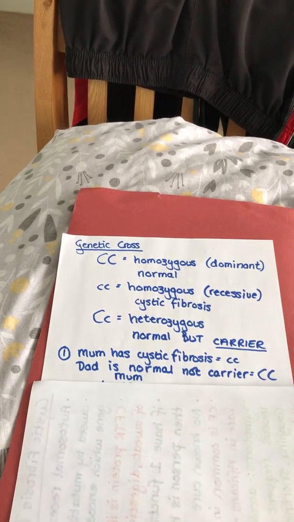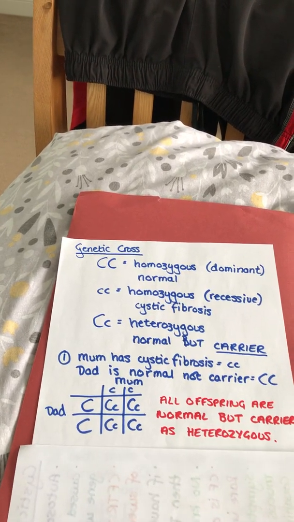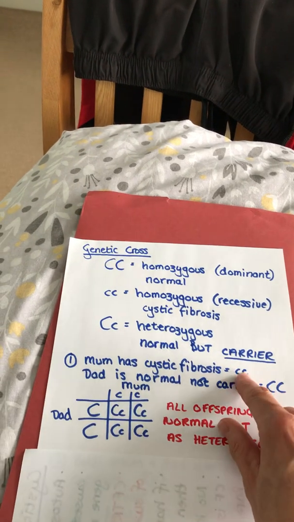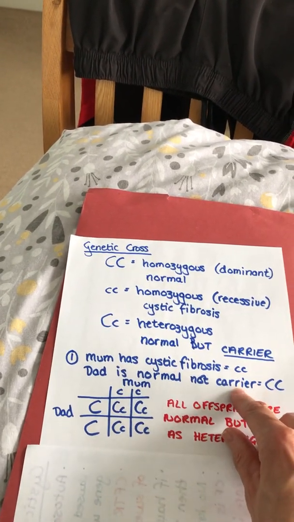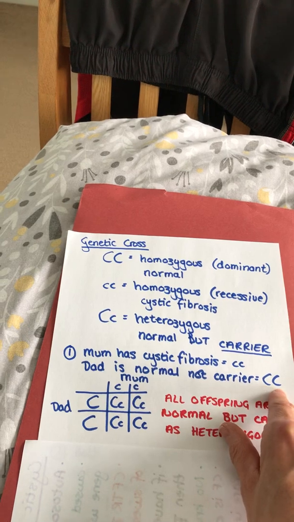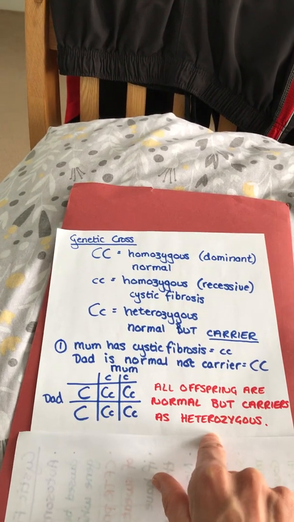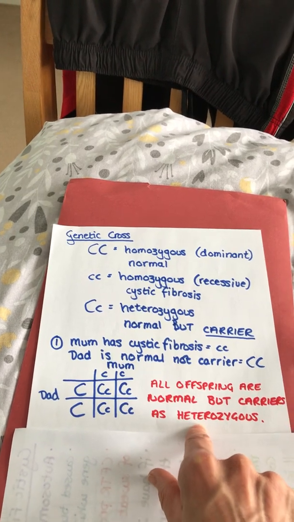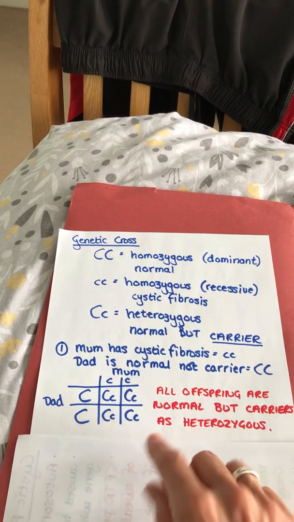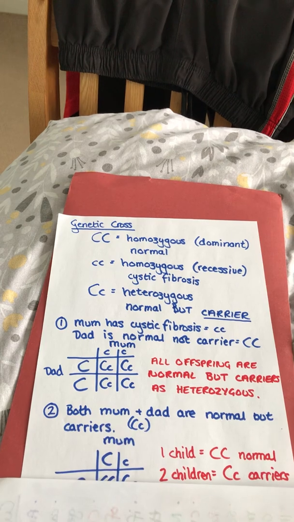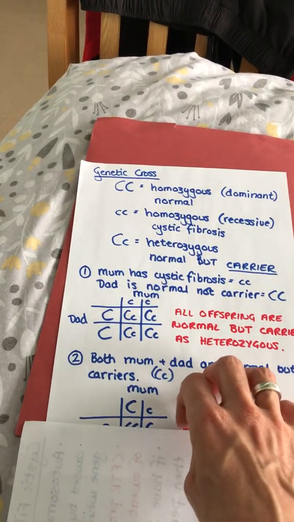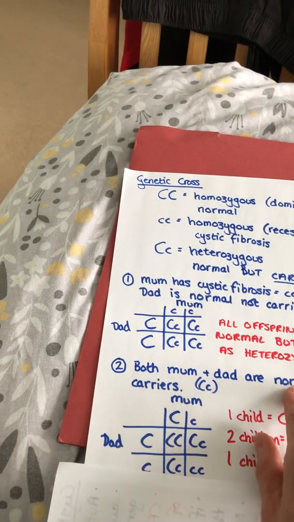So let's do a genetic cross. We have a mum with cystic fibrosis, so we give her little c, and a dad who is normal, capital C. If we do a cross, we see that all the children are normal, but they are carriers, because they are heterozygous.